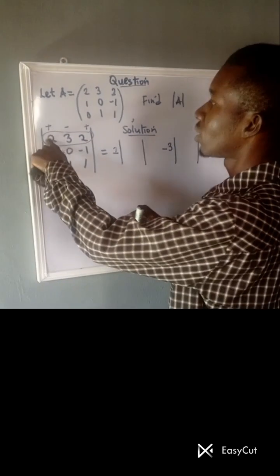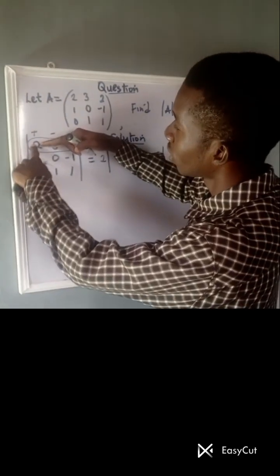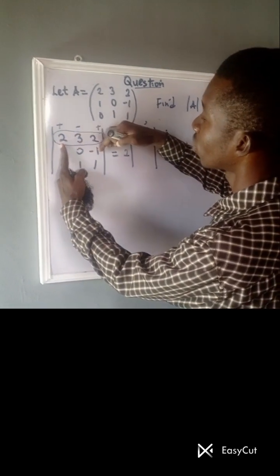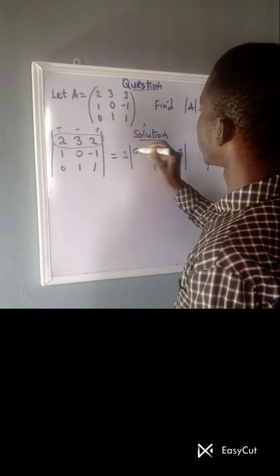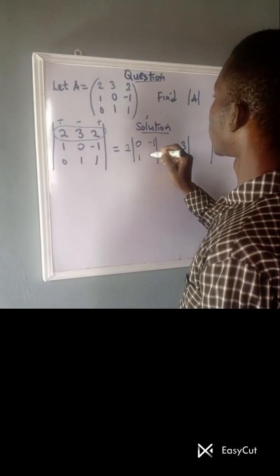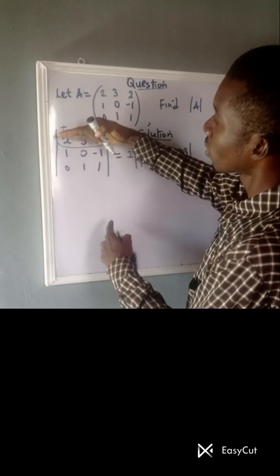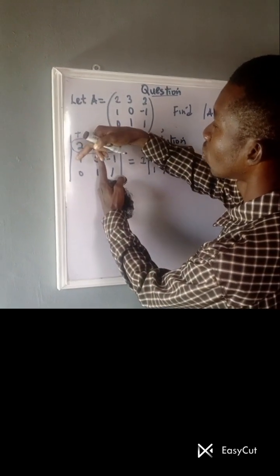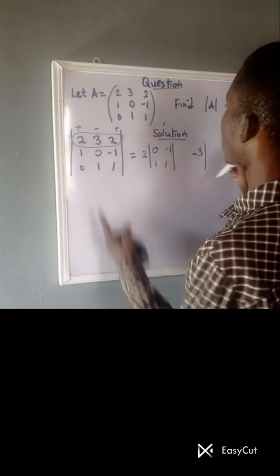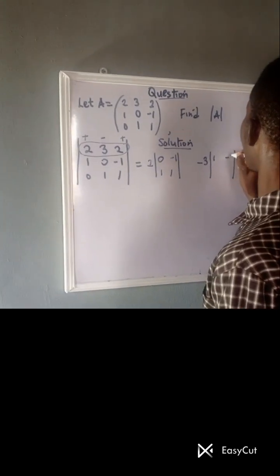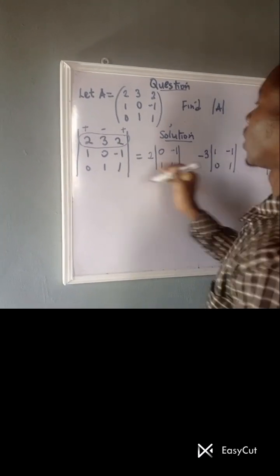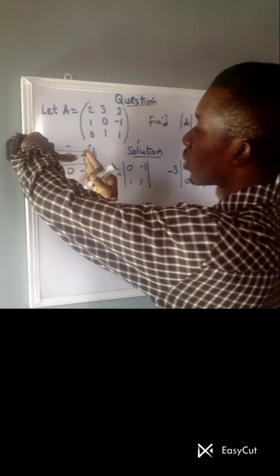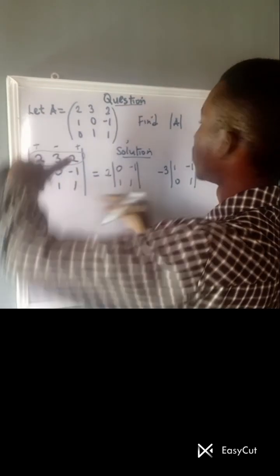Now because I'm picking these 2, I will exclude the element here and the element here. So the 2 by 2 matrix that 2 is going to multiply is 0, minus 1, 1, 1. Now I'm picking 3, I will exclude the row and the column where 3 belongs to. So I'm left with 1, minus 1, 0, 1. And of course, when I'm picking this 2, I will exclude everything on the same row and column. So I'm left with 1, 0, 0, 1.